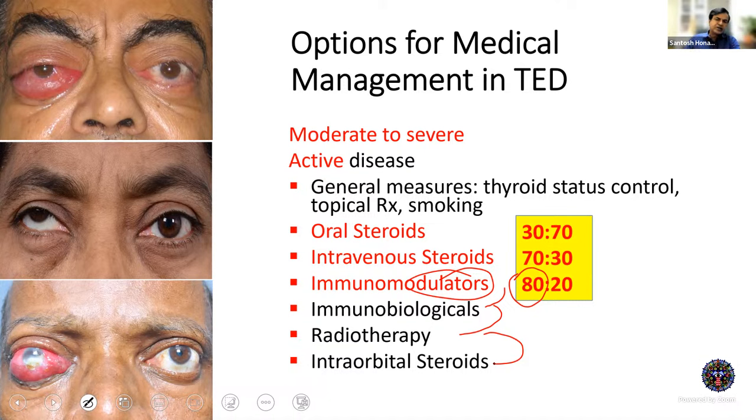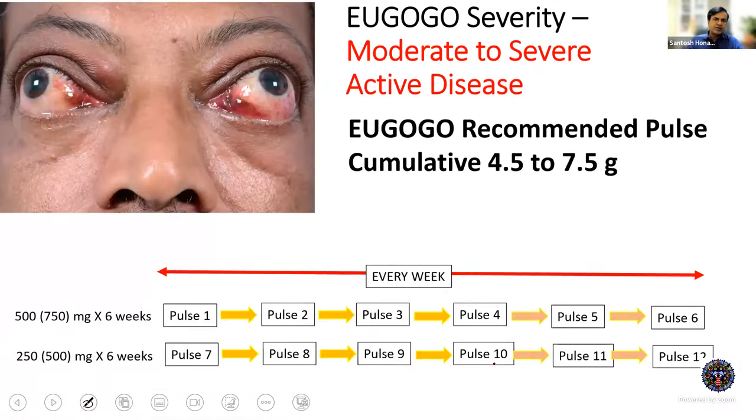Now, the recent advance is that you inject steroids within the levator palpebrae superioris in the upper eyelid. This also helps some of these patients with reduction in disease activity, and it also helps in relieving lid retraction. We'll come to that a little later. So these are the measures that you can take in patients who have moderate to severe and active disease. So we have been stressing on intravenous steroids and immunomodulation.